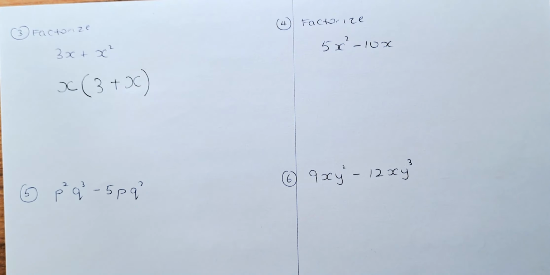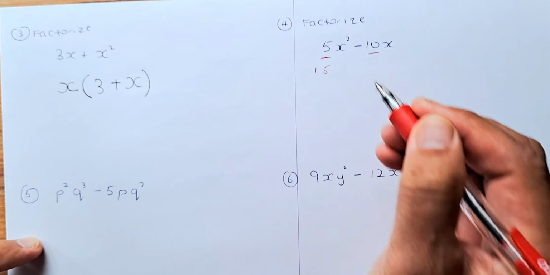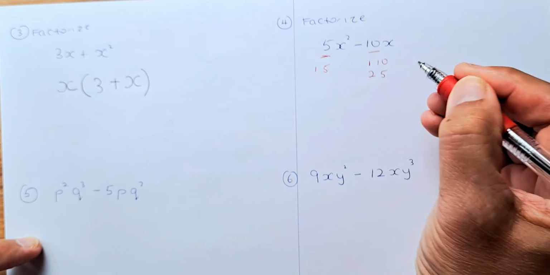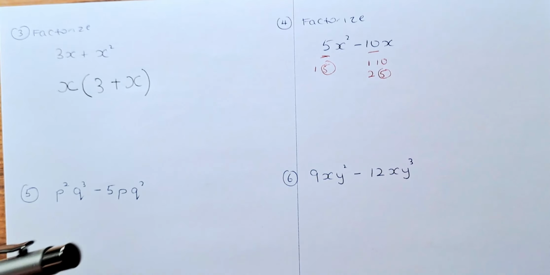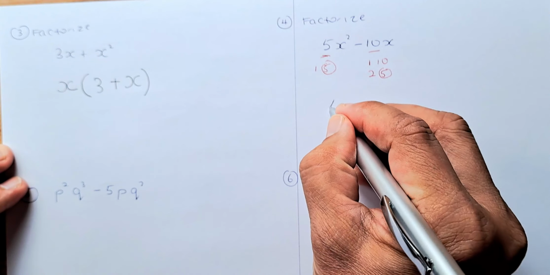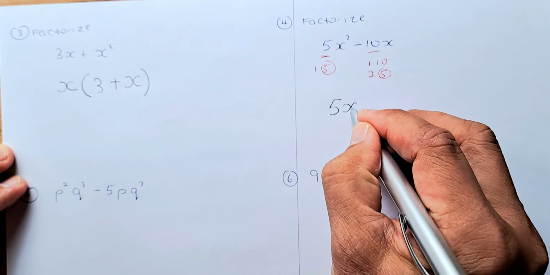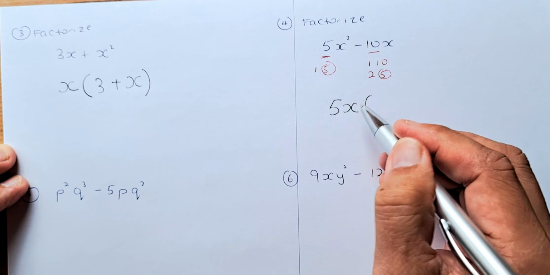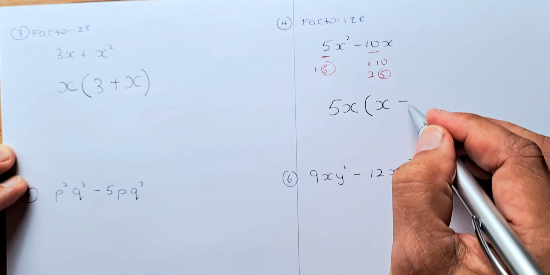Okay, the fourth example, you have 5 and 10. So this time you have two numbers. So the factors of 5 are 1 and 5, and that's it. And factors for 10 are 1 and 10, and 2 and 5. The common factors are 1 and 5, so the highest common factor is 5. So what you do, you're going to put 5. And another factor that's common is x squared and x. So the highest common factor is x. So what's left? You put in a bracket. So you take 5x squared divided by 5x, you're left with x. And the second one, 10x divided by 5x is going to be 2.